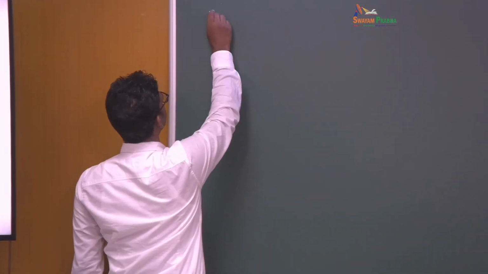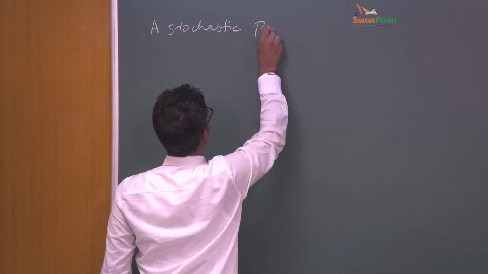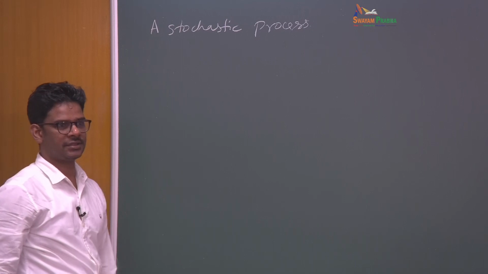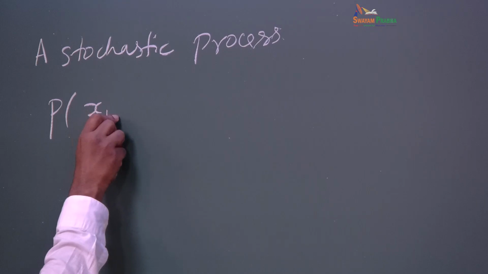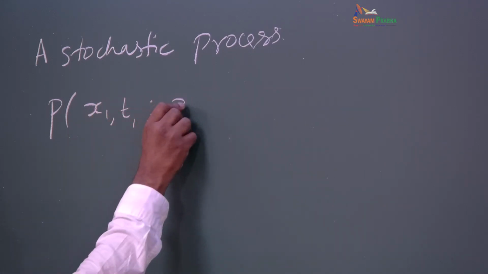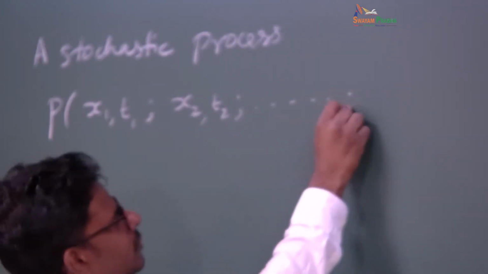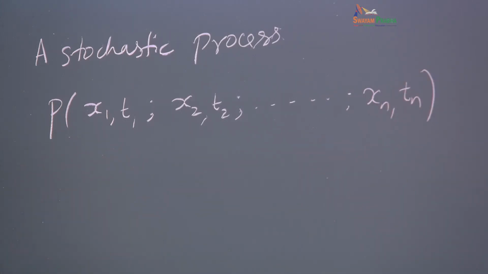So, a stochastic process is defined by a joint probability distribution P of x1 t1, x2 t2, and all the way up to xn tn. Okay, so this probability basically gives me a trajectory of a particular stochastic process as a function of time, where the time is taken discretely as t1, t2, t3 all the way up to some tn.